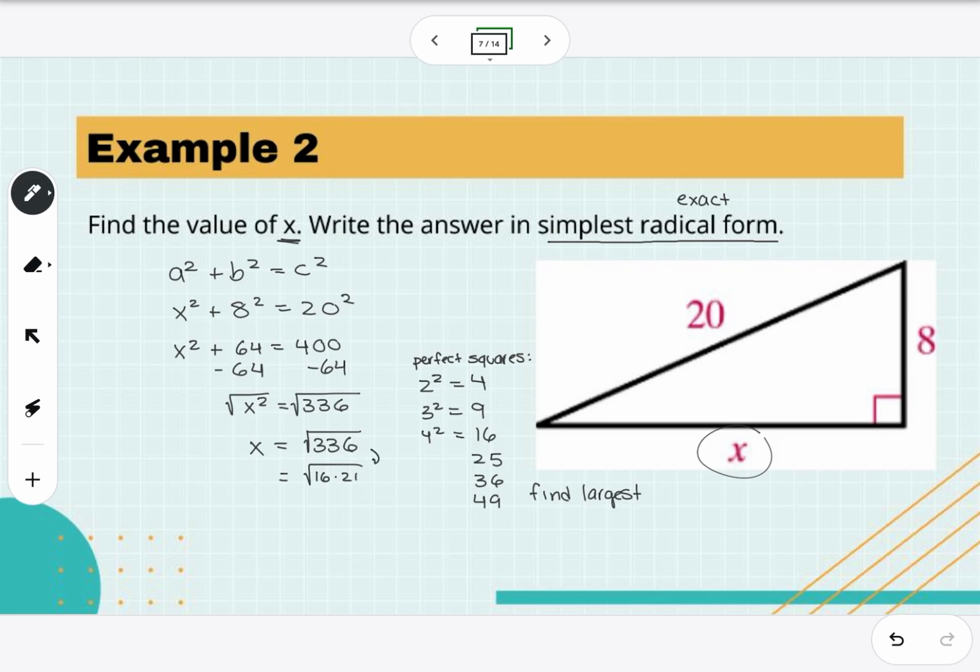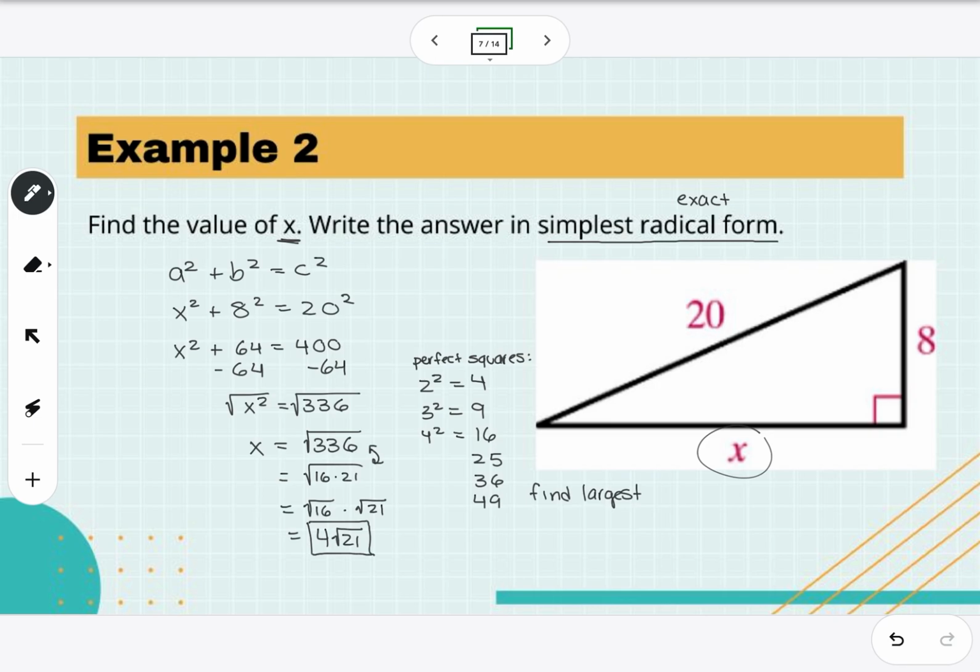Those are equivalent forms, okay? Anytime I have two numbers multiplied under a radical, I'm allowed to split those up. Totally legal. Now what I have is the square root of 16, which is just 4 times radical 21, and that is my simplest radical form.